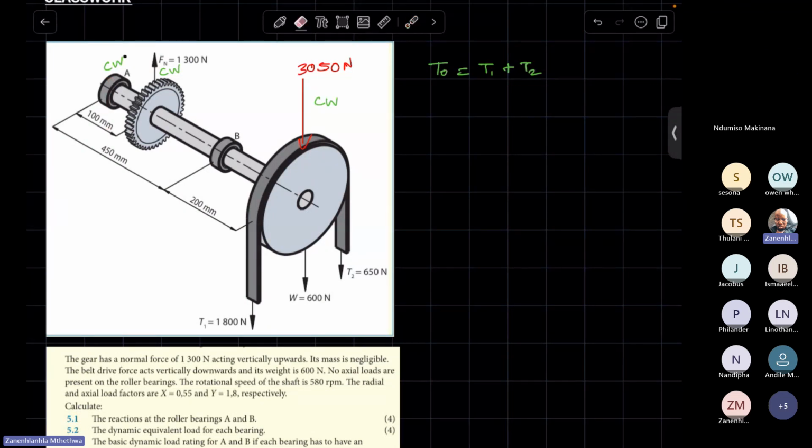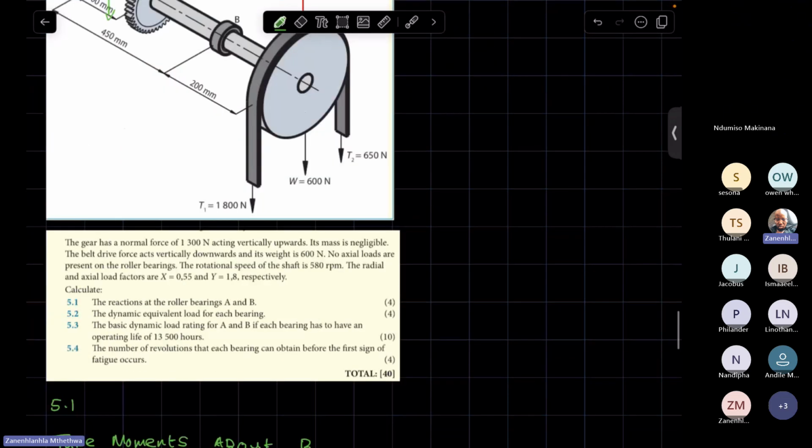Are we clear here? Yes. So that means that this is actually pointing downwards.